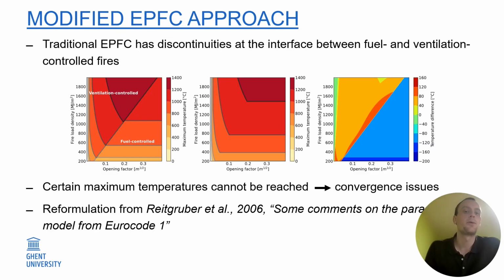Important to note is that we did not use the traditional description of the Eurocode parametric fire curve, because the way it is described in the Eurocode actually introduces discontinuities at the interface between fuel and ventilation controlled fires. Since we are actually relying on the convergence of maximum temperatures, this is something that we cannot have. It would lead to numerical issues. So we decided to use a reformulation that avoids these discontinuities. And this reformulation is given in the paper that's listed at the bottom of this slide.